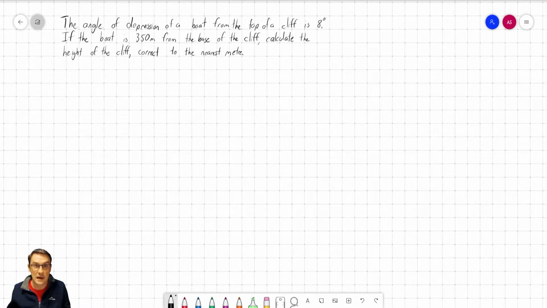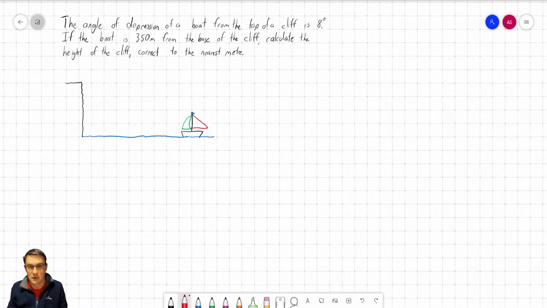Now, the first thing you want to do whenever you're dealing with a problem like this is draw a diagram of what's happening here. So let's go ahead and draw that diagram now. Now, with our diagram here, we need to add the information onto it.